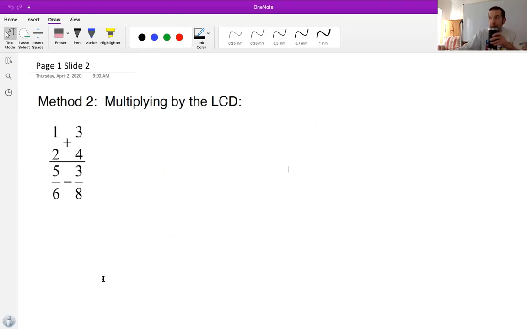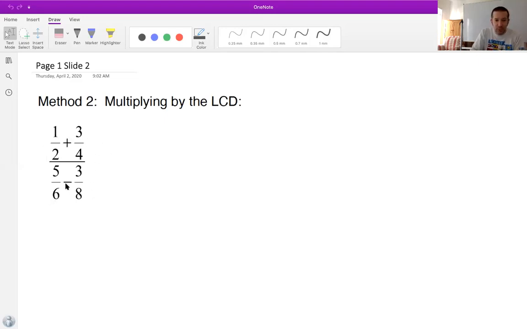For method 2, you have to find the LCD of all the terms of every fraction in there, and then you multiply the top and bottom of the fraction by that LCD. So I'm going to look for the LCD. There are 4 terms here: 1/2, 3/4, 5/6, and 3/8. All have different denominators. I have to find the LCD of 2, 4, 6, and 8. You can maybe see that the LCD of 2, 4, and 8 has to be 8, because the LCD has to be at least 8, and 4 goes into 8, and 2 goes into 8. So really what I want is the LCD of 8 and 6, which is 24. We saw that last time.